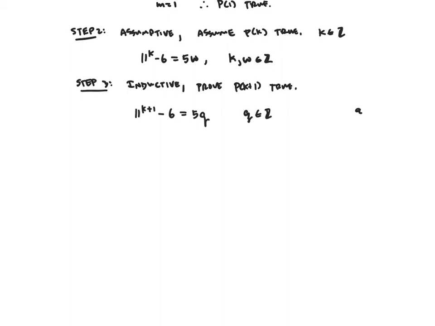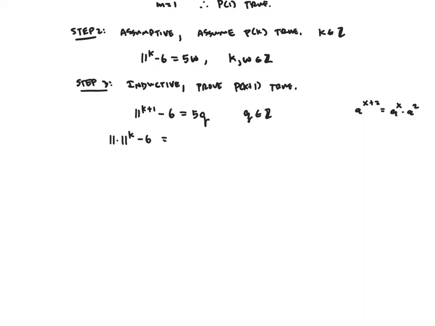What would a to the x plus 2 be equivalent to? Well, that would be a to the x times a to the 2. So I'm going to break 11 to the k plus 1 up into 11 to the first times 11 to the k. I'm going to do that because eventually I want to see step 2 showing up.